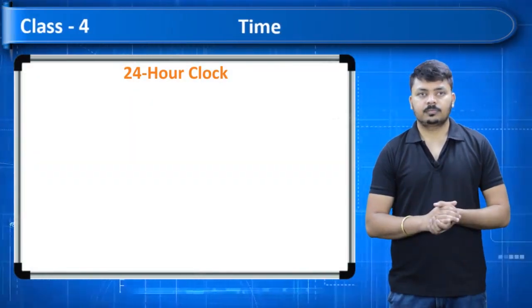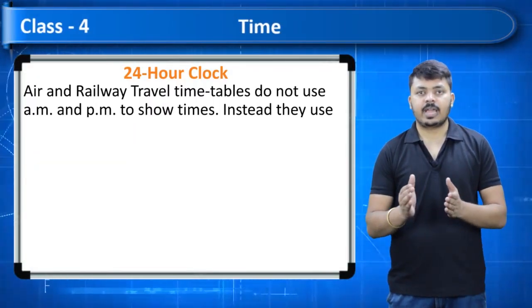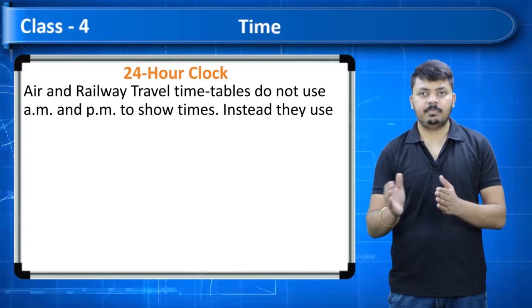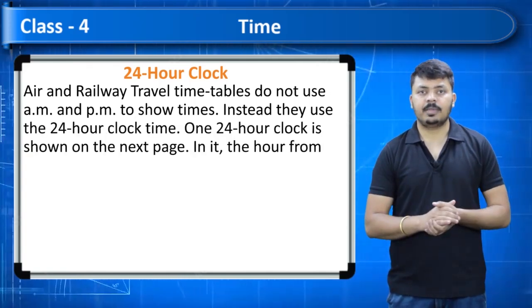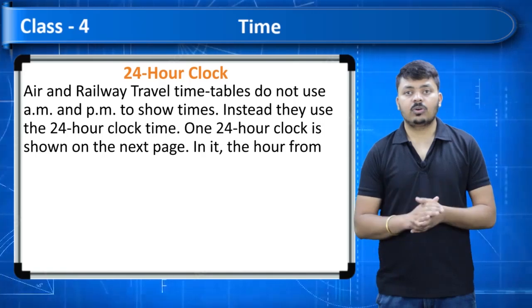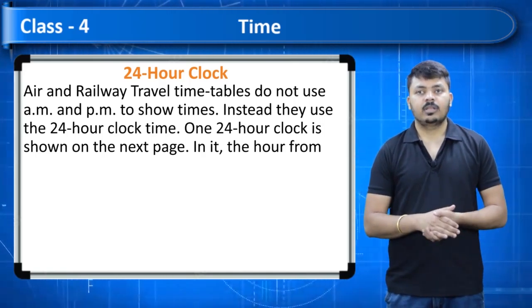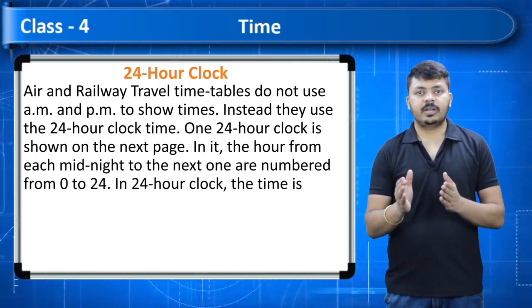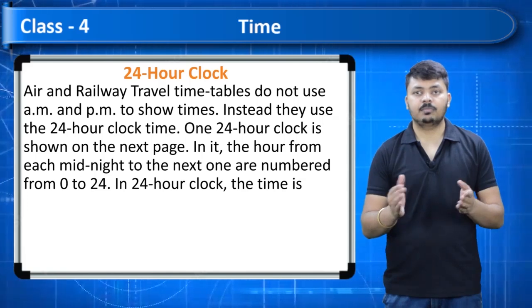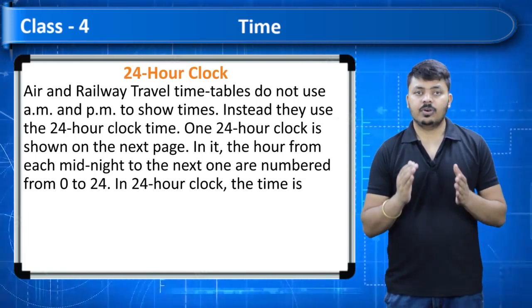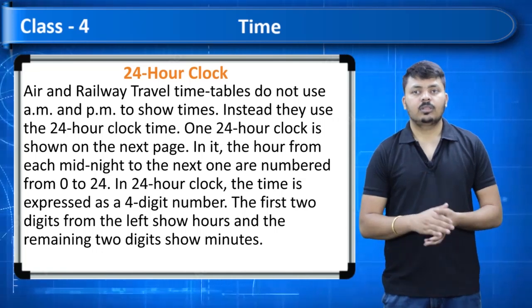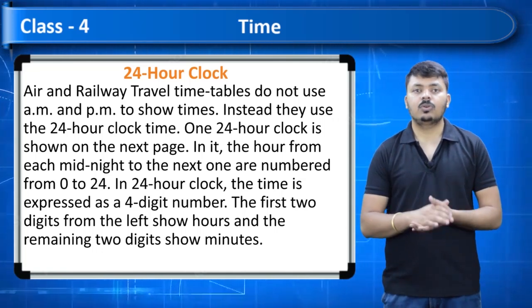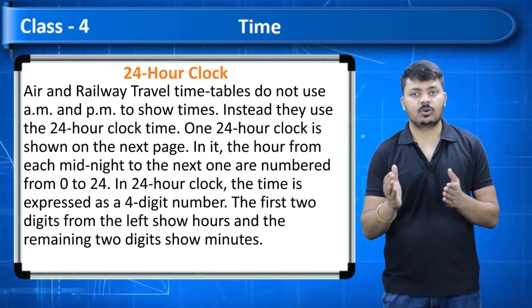24-hour clock. Air and railway travel timetables do not use AM and PM to show times. Instead, they use 24-hour clock time. One 24-hour clock is shown on the next page. In it, the hours from each midnight to the next one are numbered from 0 to 24. In the 24-hour clock, the time is expressed as a 4-digit number. The first two digits from the left show hours and the remaining two digits show minutes.